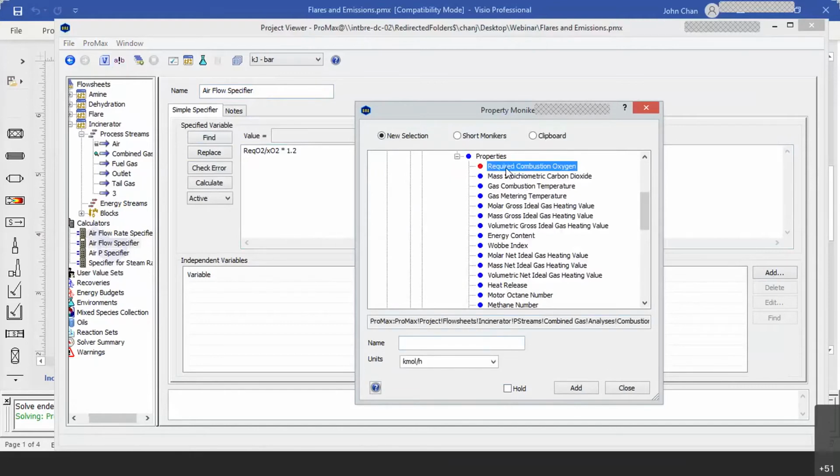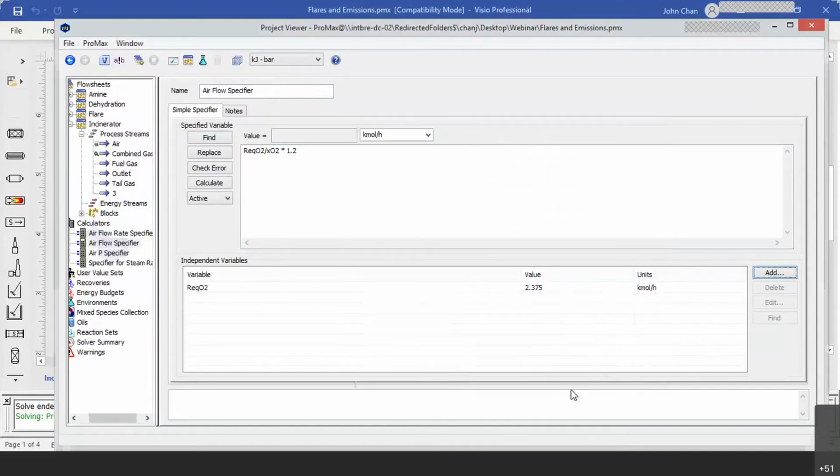You know that you have selected the correct moniker if you see that a moniker shows up here. This is like an address to the property. And now I will name this variable. I'll need to rename it exactly the same as what I wrote in the expression. And once I do that, I'll click on Add.